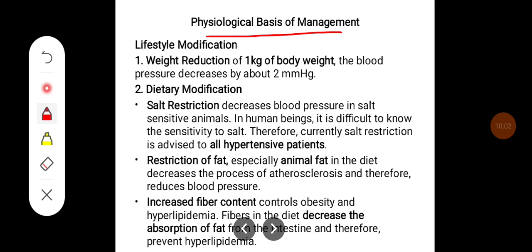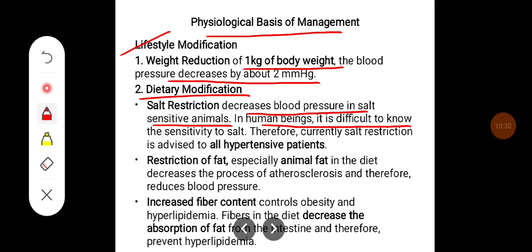Then the management. Initially, the lifestyle has to be modified. With weight reduction, for every 1 kg of body weight, the blood pressure decreases by about 2 mm of Hg. Some of the dietary modifications are salt restriction, restriction of fat, and increased fiber content. Salt restriction decreases the blood pressure in salt sensitive animals. In human beings, it is difficult to know the sensitivity to salt. Therefore, currently salt restriction is advised to all hypertensive patients.